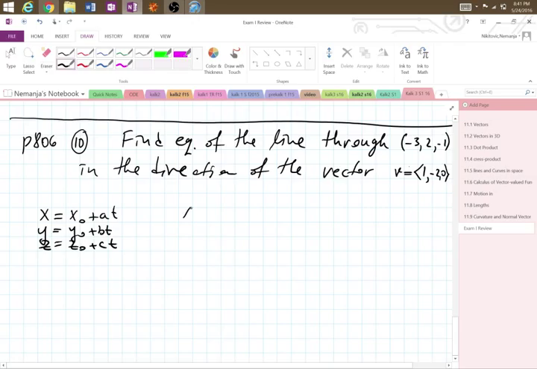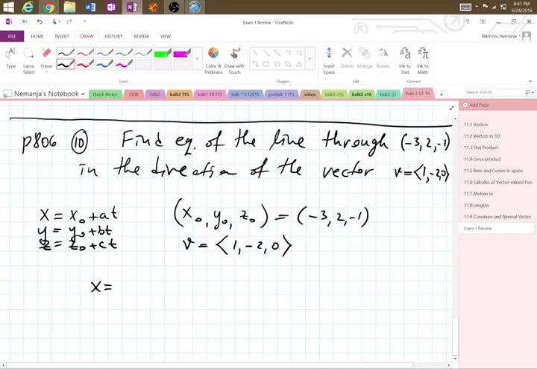Well, x0, y0, z0 is given to us as negative 3, 2, negative 1. And the vector v is given, which is 1, negative 2, 0. So we just plug everything in. x equals negative 3 plus t, y equals 2 minus 2t, and z equals negative 1. Good. Done.